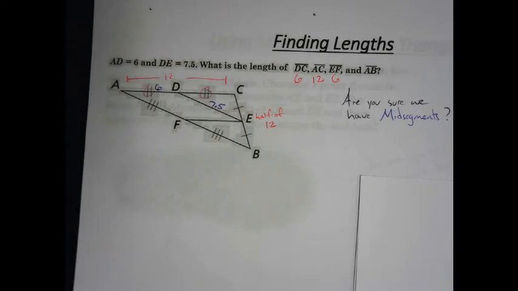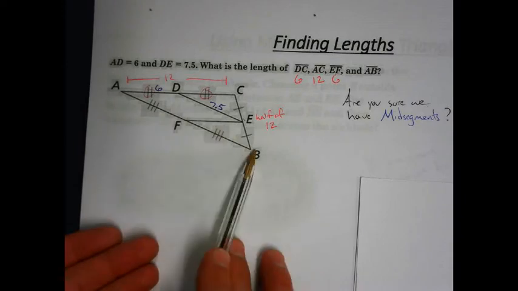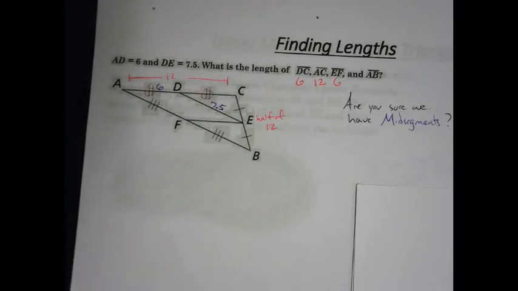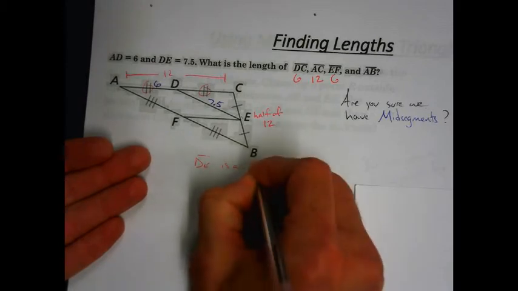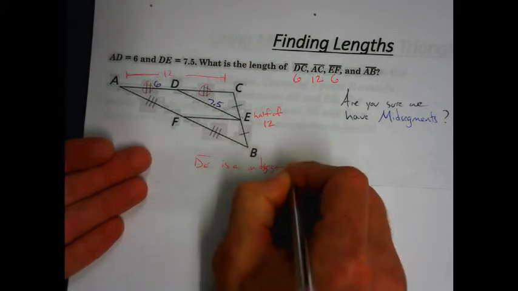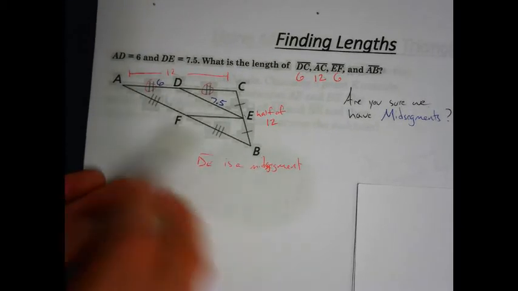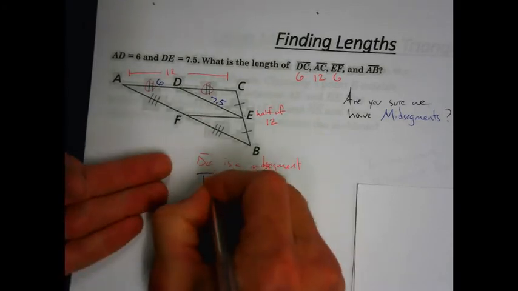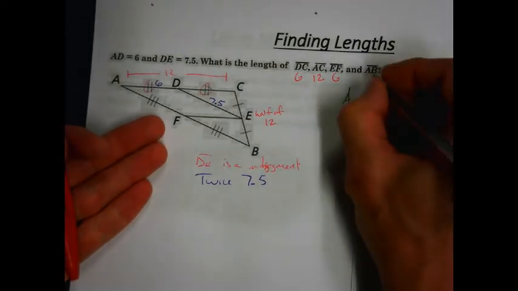And then find the length of AB. Well, from A to B, all the way from there. Do we know anything about DE? Yeah, we do. DE is a midsegment. So what does that mean? That means AB is parallel and twice as long, because DE is half as long as AB. So from A to B is going to be twice 7.5. Twice 7.5 is 15 units, because 7.5 and 7.5 is 15. So we know AB is 15.